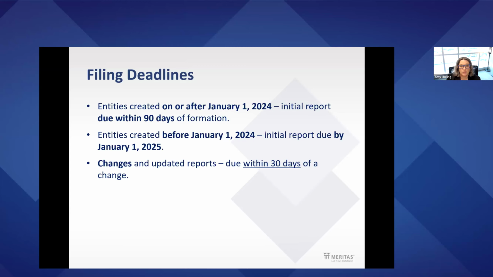Entities created before January 1 of this year, an initial report is due by the end of the year. It must be filed before January 1 of 2025. And again, changes or updates are due within 30 days. So if you file next month, your update obligation starts. Anything changes, you have 30 days to update.